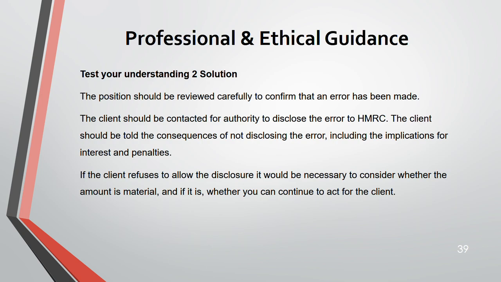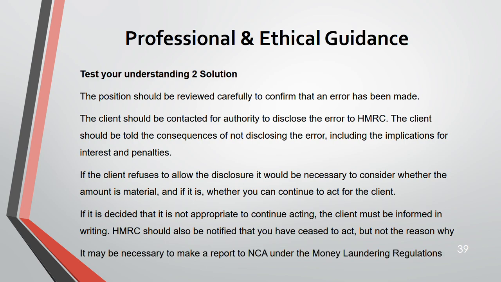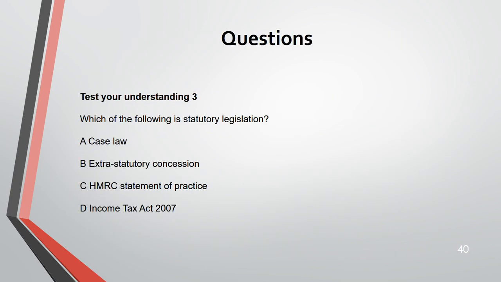Okay. So if the client refuses to allow the disclosure, considering the amount is material, you have to see whether you can continue to act for the client or not. If it is decided that you cannot act for them, you have to inform HMRC in writing without disclosing the reason why you don't want to act for them. And last, you have to see whether you have to report to the NCA under money laundering regulation, that is the National Crime Agency.